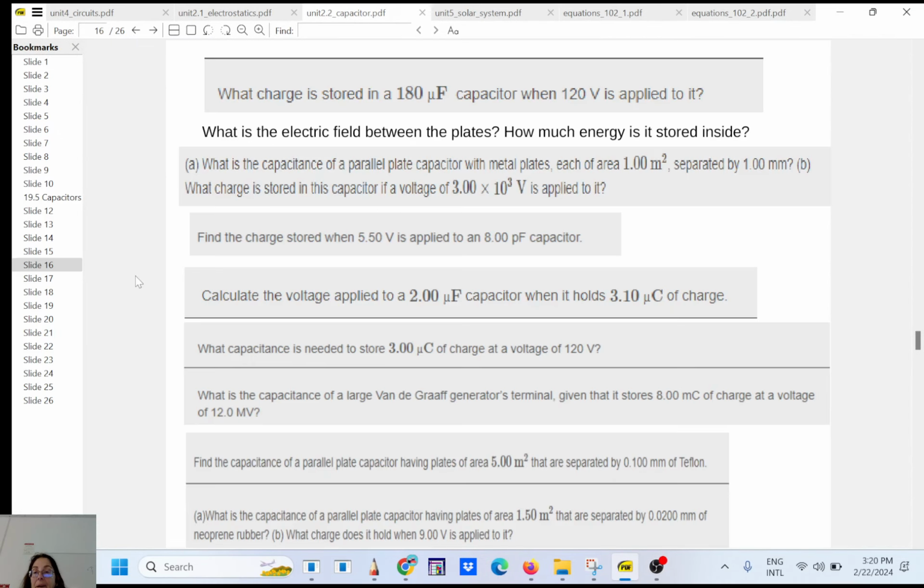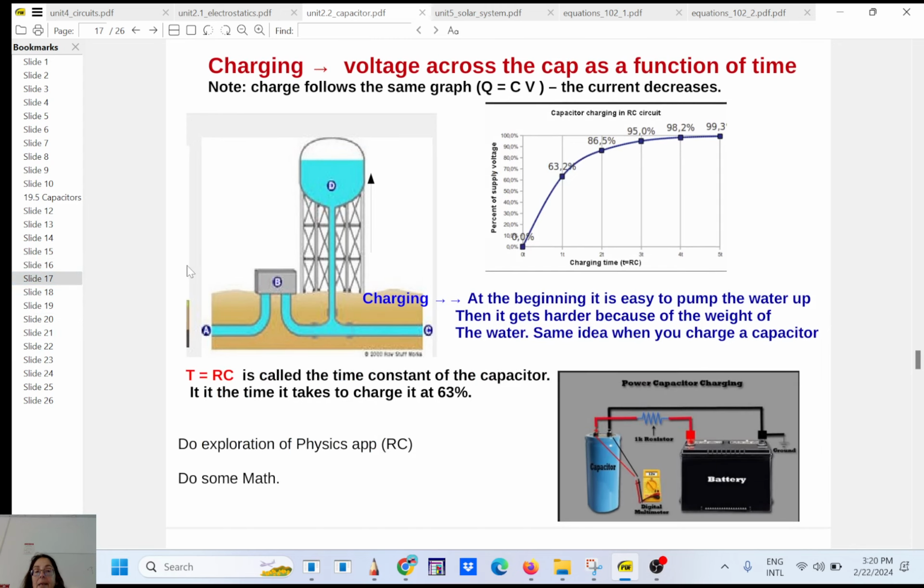Let's see. Okay, so charging, discharging. That's going to be on the test up to here. Starting from now, it's not on the test, but I just want to go over it quickly. You can charge a capacitor and you can discharge a capacitor. For example, with a defibrillator, you discharge it in the heart.